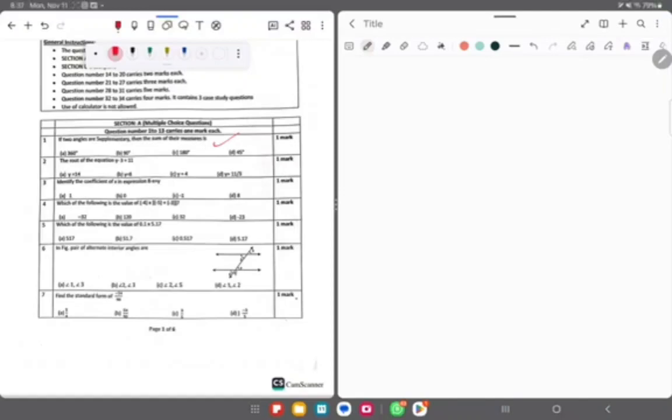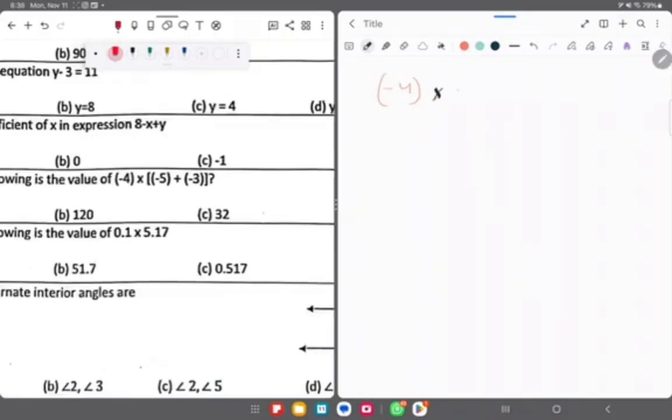Okay, so number 1 is correct, number 2 is correct, number 3 is correct, number 4 is wrong. So let's look into number 4. Which of the following is the value of -4 multiplied with -5 plus this one and this one. So they asked us about this one.